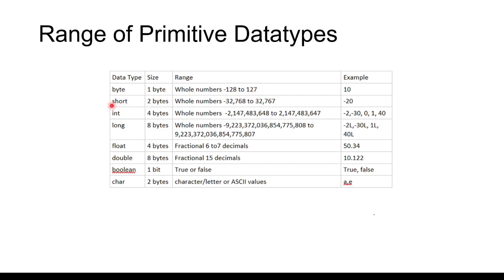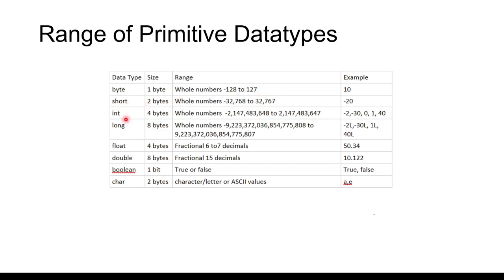And in the same way, short is 2 bytes. So as size increases, the range of the value that can be stored also increases. Same way, int is 4 bytes and the range is this. Long is 8 bytes and the range is this. So here we said byte can store only the range minus 128 to 127. So if you try to store 120, 130 or 140 in a byte, it won't take it. It will throw an error.